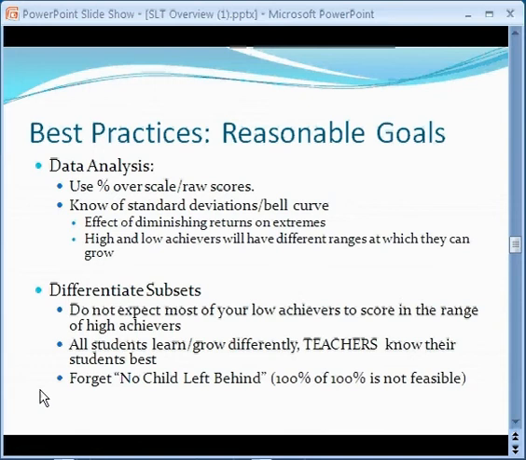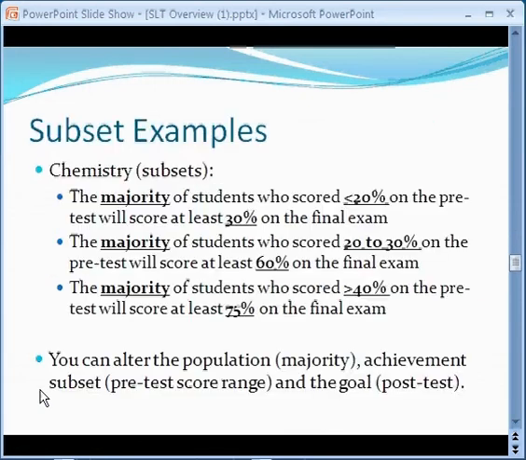And let's take a look at those kind of subsets. Here's an example with chemistry. And what you can see here is that there are three subsets. First, the majority of students who scored below 20%, we would expect them as a goal to score around 30% on the final exam. In addition, students that are scoring between 20 to 30%, you could expect them to grow a little more, and so you would say about 60% on the final exam. And then, if they're already scoring more than 40%, you can expect that they might get to around 75%.